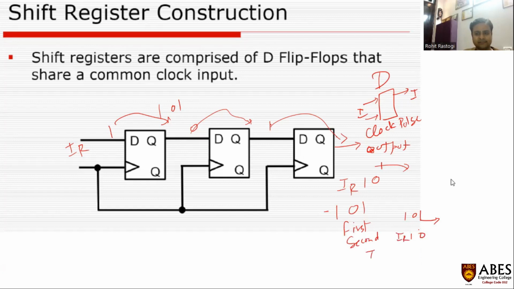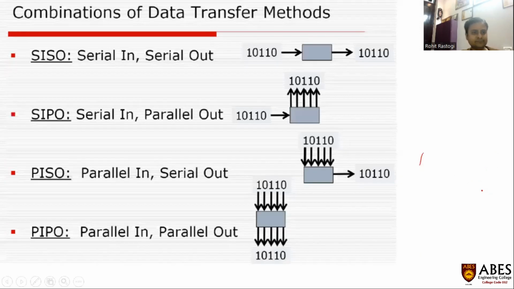In the third clock cycle, IR will be shifted again and this one will be remaining. In the fourth cycle, IR and IR will be there. So as per the operation, there are four possible shift registers: serial input and serial output.